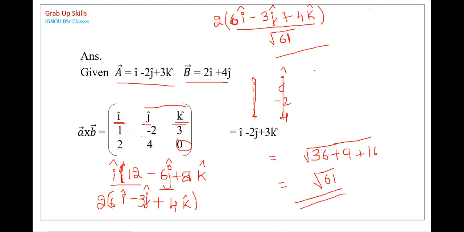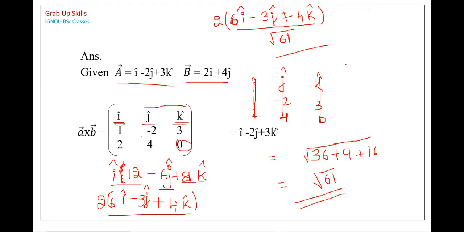Now we will do the same for the k. For k cap, we cross this line, so we consider only i and j cap. Again, do the cross multiplication. 1 into 4 is 4. 2 into minus 2 is minus 4. So minus of minus 4 will be plus 4. So 4 plus 4 is 8k. Now when we take 2 as common, we will have 6i cap minus 3j cap plus 4k cap. So this is the equation we have got.